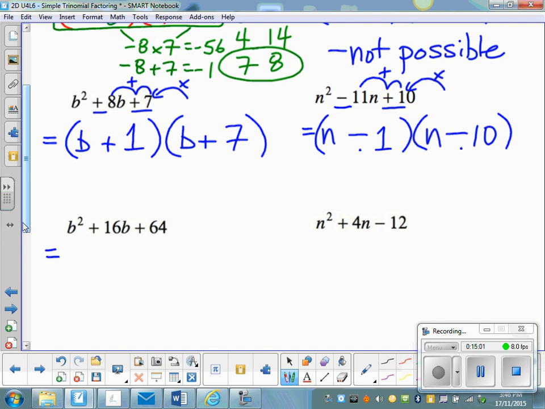All right, and we get down to this guy here. Do the signs first. And once you get into a groove on these, it's not too bad. You know you're going to have b's at the start. They both have to be the same sign. They both have to be positive. And now I need two numbers that multiply to give 64 and add to give 16.